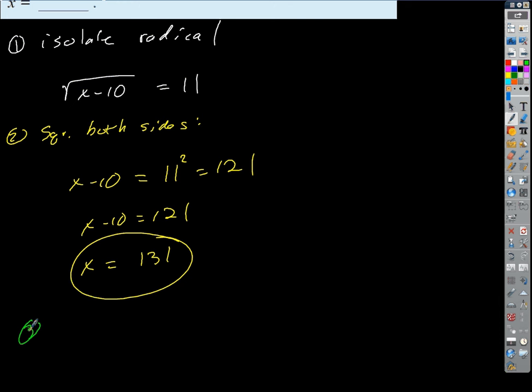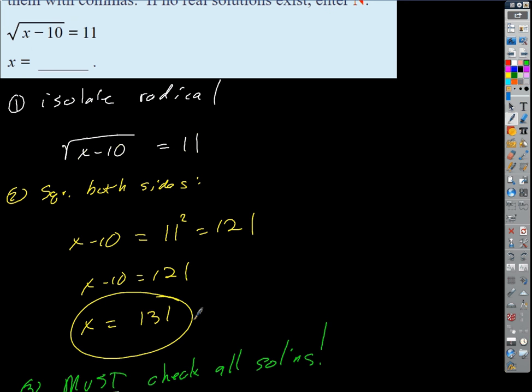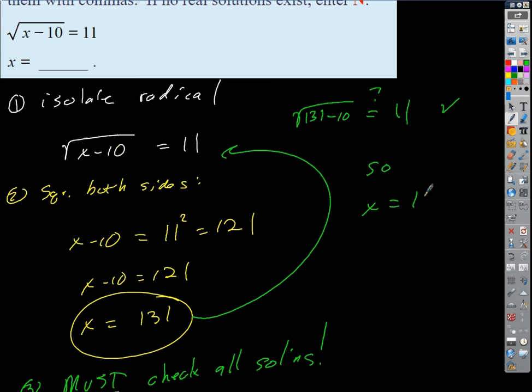Okay, but step three, what's step three? Yeah, we got to check all solutions, right? Because when we take both sides to a power, we can introduce those extraneous solutions. So we always must check all solutions, okay? So if we plug that back into our original equation, we end up getting the square root of 131 minus 10 equals 11. Well, that's true, isn't it? Yeah. So that's true. It works. So our solution is 131.